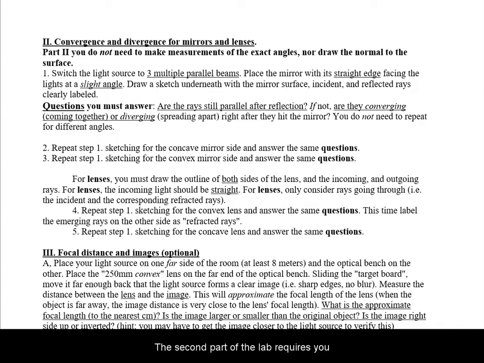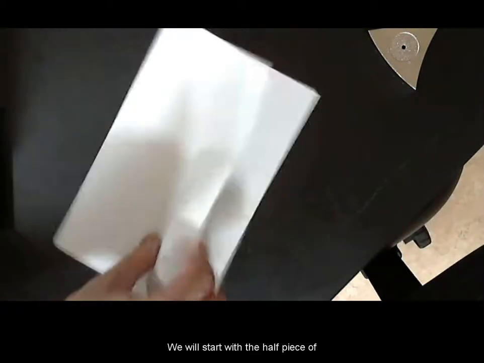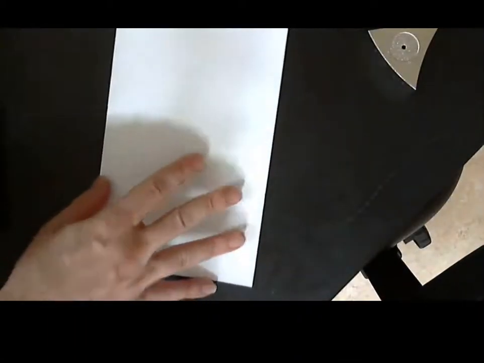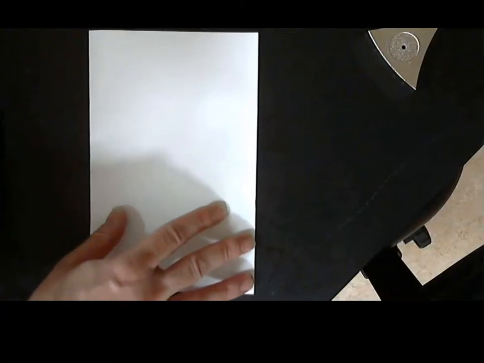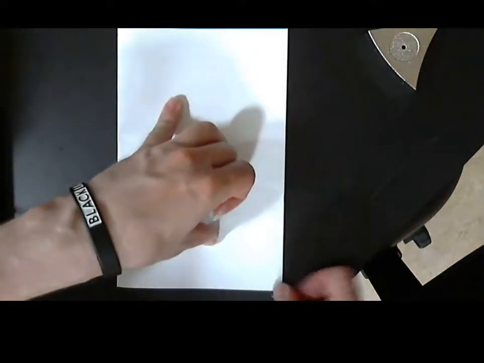The second part of the lab requires you to observe parallel rays of light and how curved optical surfaces will change their convergence or divergence. We will start with the half piece of paper. You can secure it with pieces of tape.